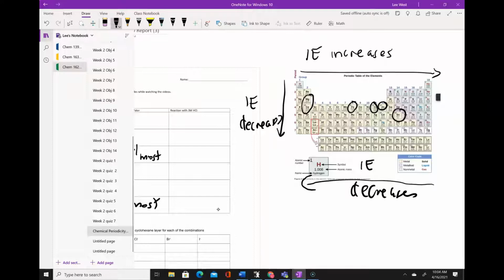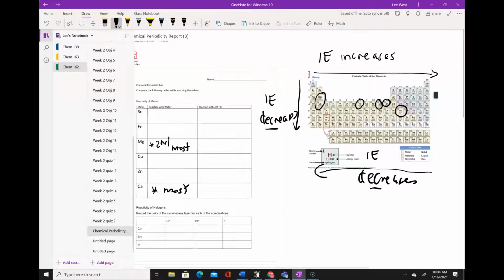Now, magnesium and calcium are also the furthest to the left on the periodic table, right? The furthest to the left. So it seems as though it's corresponding with reactivity increasing as we move to the left, right? Which is good because, again, that's the direction that ionization energy is decreasing. So most reactive is going to be down here is what we're seeing so far. So everything is as we might expect.